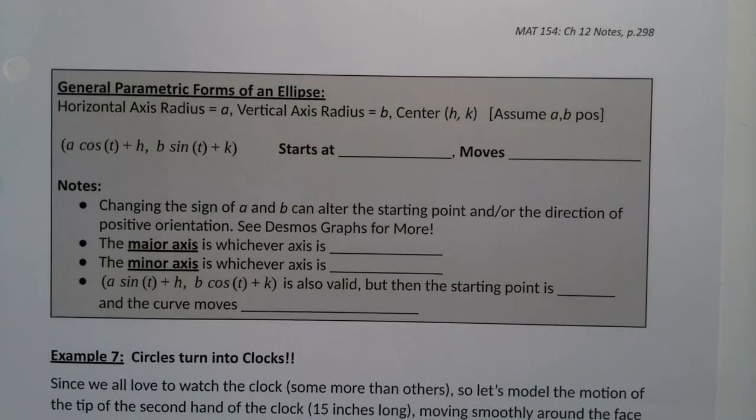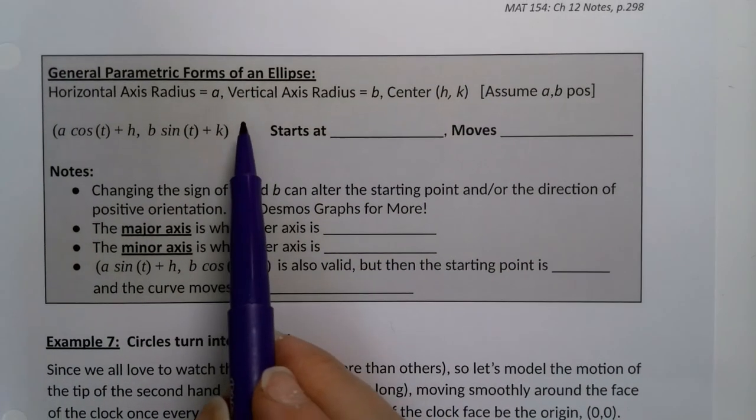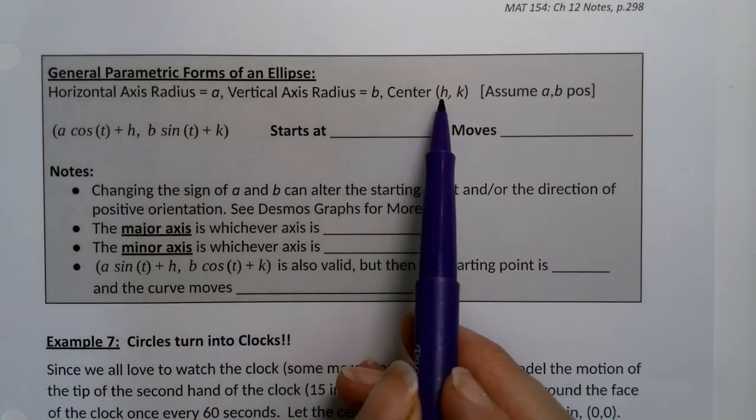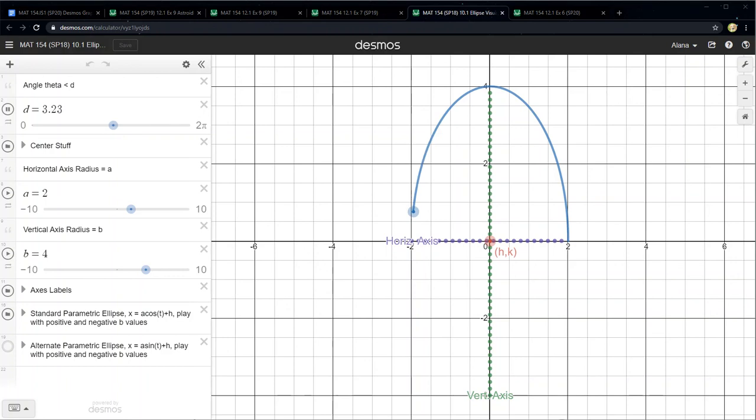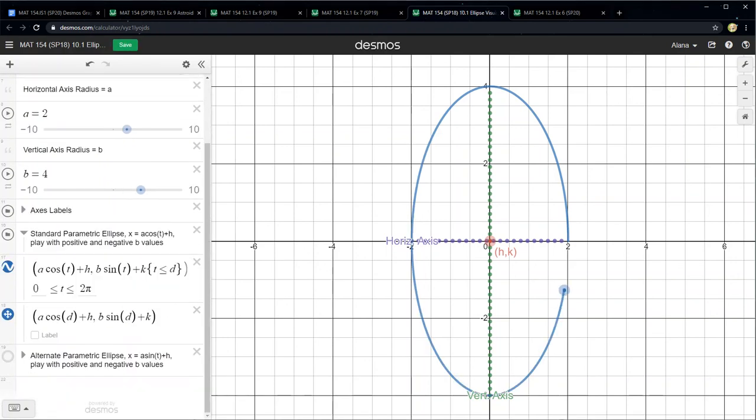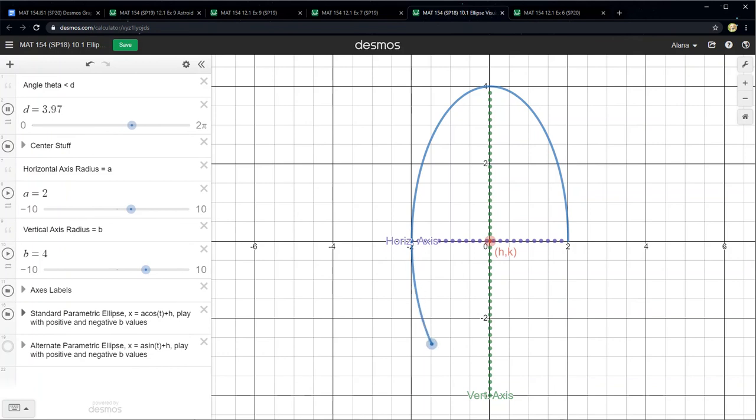So if your horizontal axis is radius A, your vertical axis is radius B, your center is at HK. We're assuming both of those are positive. Then let's look at cosine: A cosine t plus H, B sine of t plus K. And there we have it. So we're looking at a standard parametric ellipse right here. And as you see it get drawn, it seems very similar to a circle, right? So it starts at the right and it moves counterclockwise, which I'm writing down on my sheet, but I'll go back and show you.